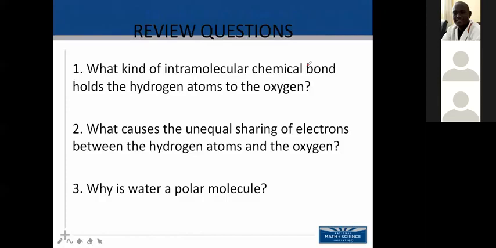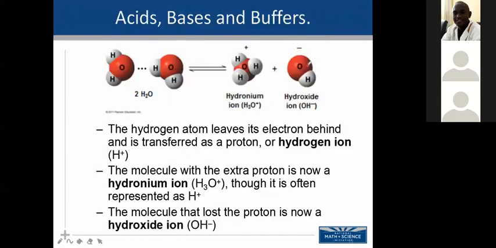Any question before we look at some review questions? Any question please on the properties of water? Any questions, feel free to ask. What about buffers? What is a buffer? Okay, so a buffer is a solution which when added, okay.